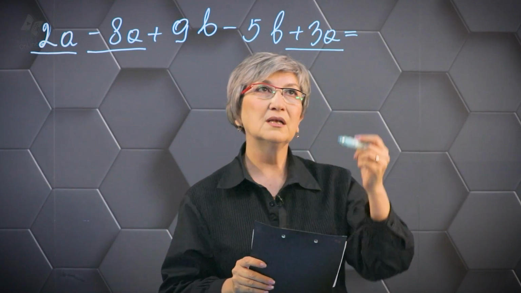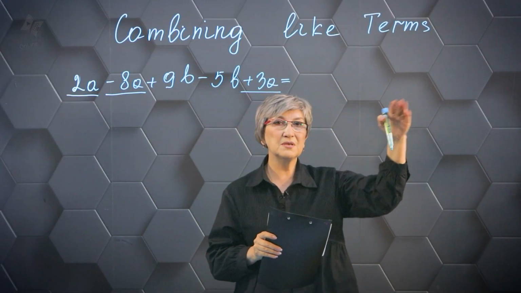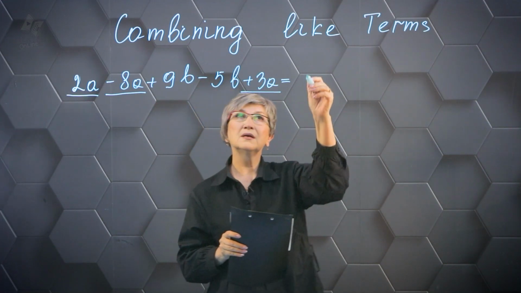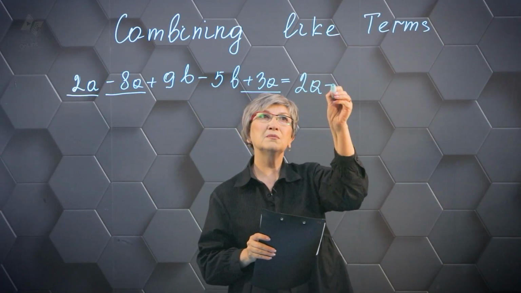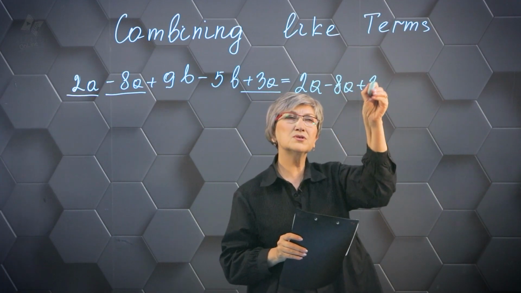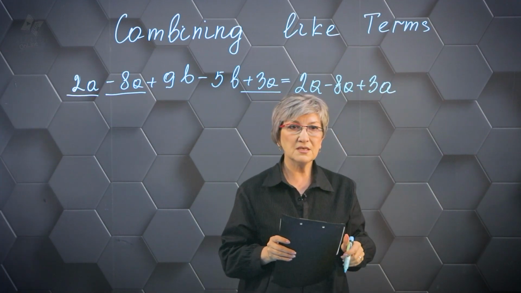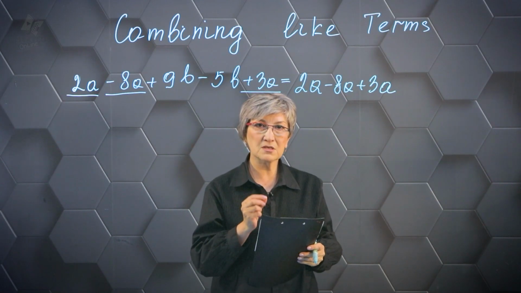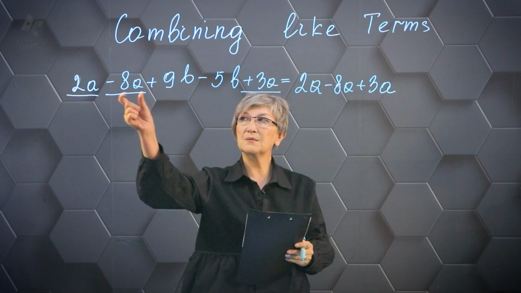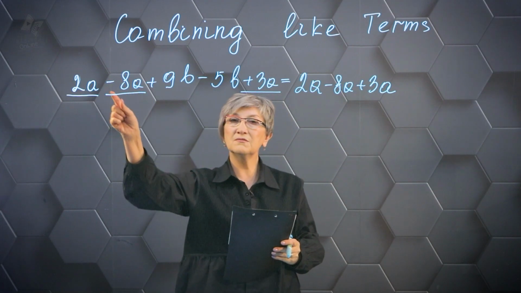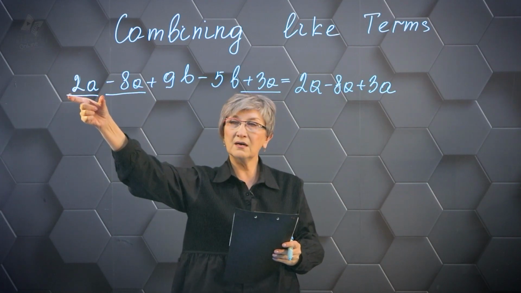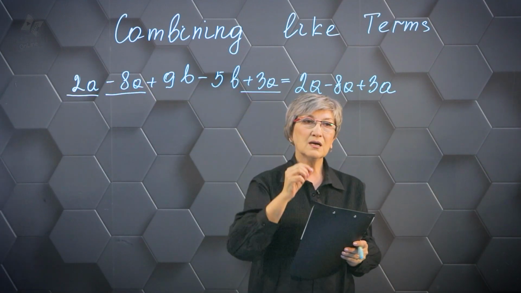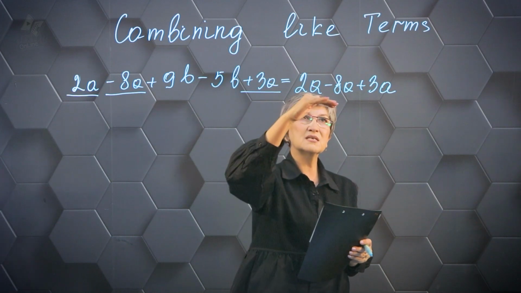Why? So that when I rewrite this example and write them side by side, I write down 2a, minus 8a and plus 3a. Notice that we write each number with its sign. The sign of the number is written in front of the expression. I wrote down 2a, then minus 8a and plus 3a. Each like term I write down with its sign.